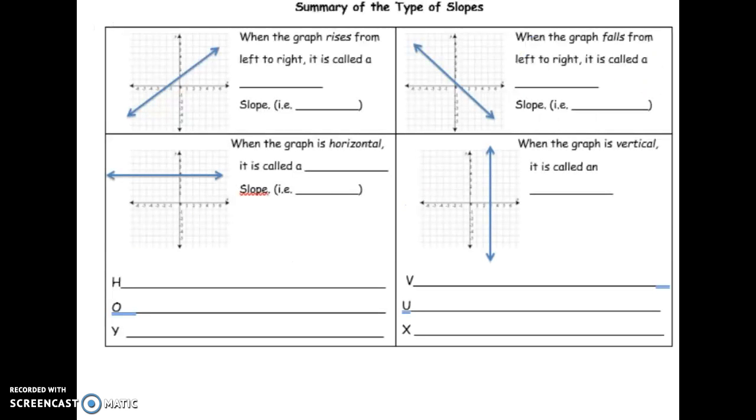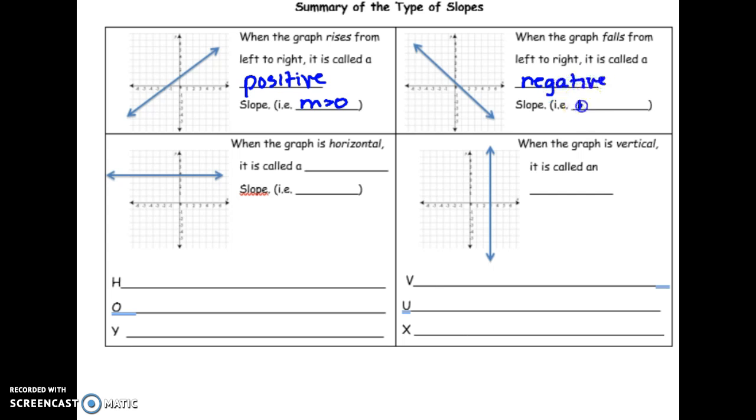Okay, so as a summary, when the graph rises from the left to the right, it is called a positive slope. In that case, your slope is greater than 0. When a graph falls from left to right, it is called a negative slope.